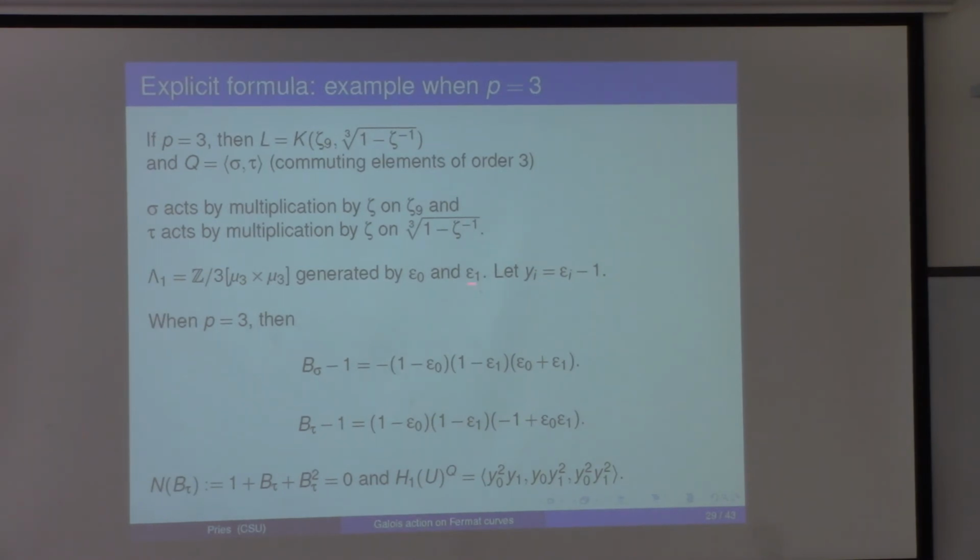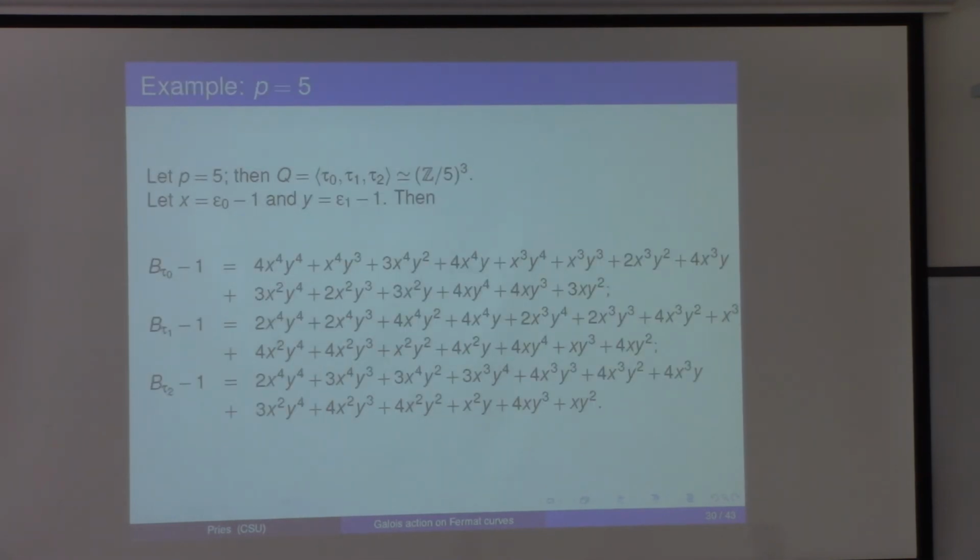We would like to see how this automorphism sigma acts on the relative homology. The way it acts on the relative homology is just by how it acts on that one chosen path that we started with, and the way it acts on that path is by multiplication by this explicit formula. So here's the formula for B sigma minus 1. Here's the formula for B tau minus 1. And here's the explicit action when p equals 5. In that case, the Galois group is generated by 3 commuting elements of order 5, and it is by multiplication by these things that they act on the relative homology.